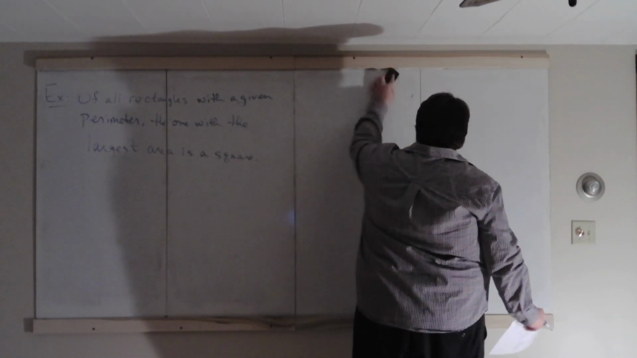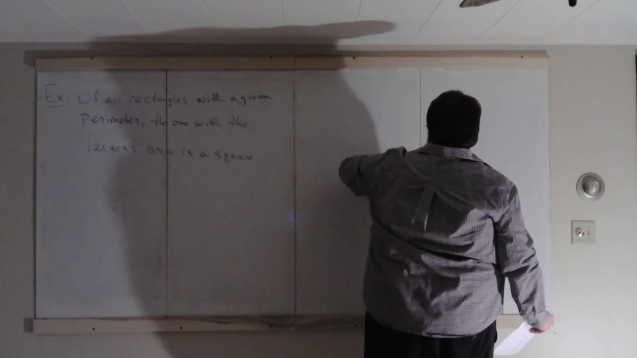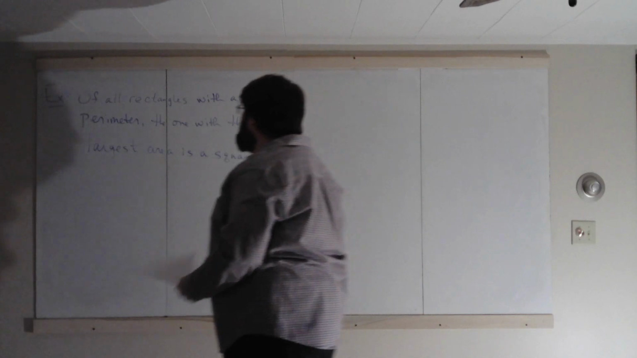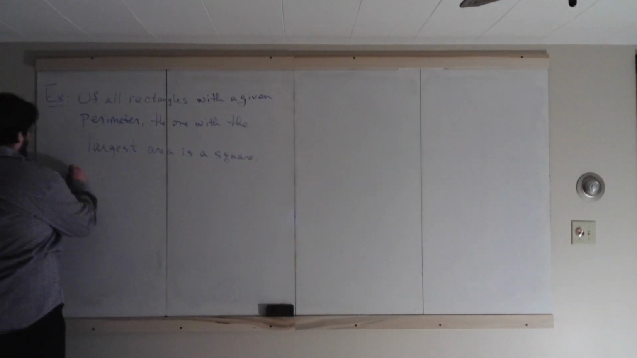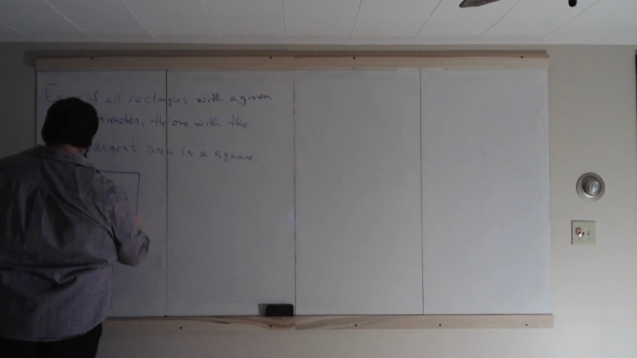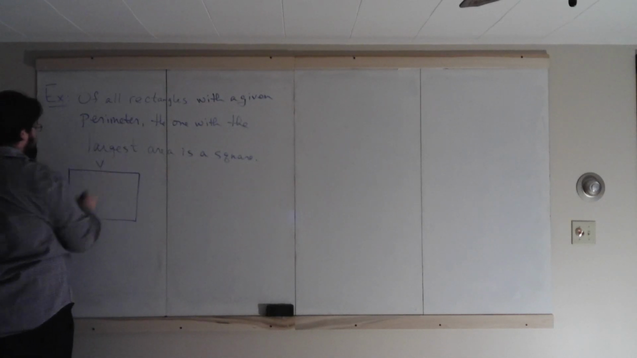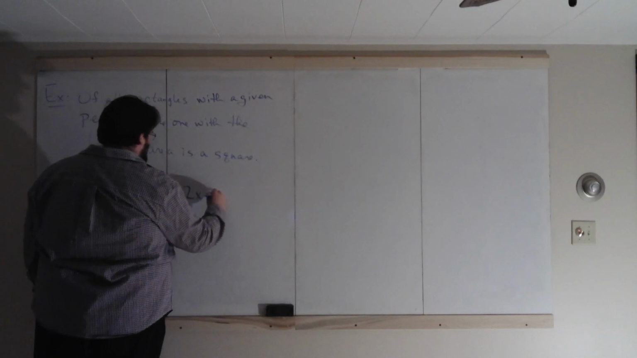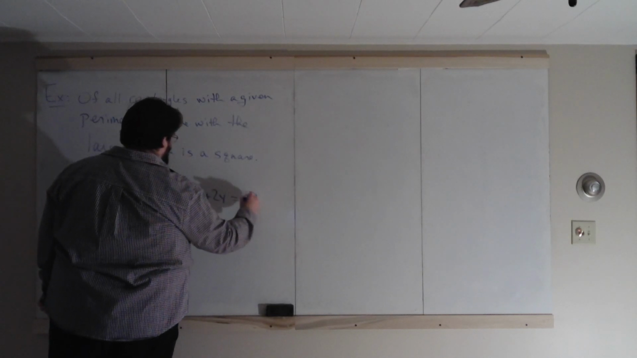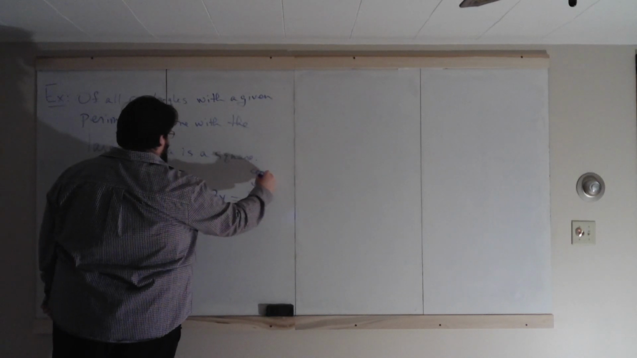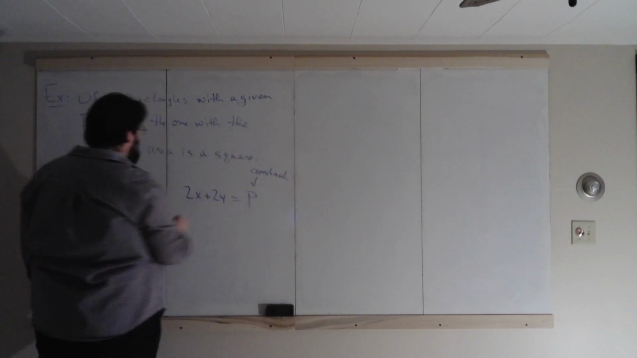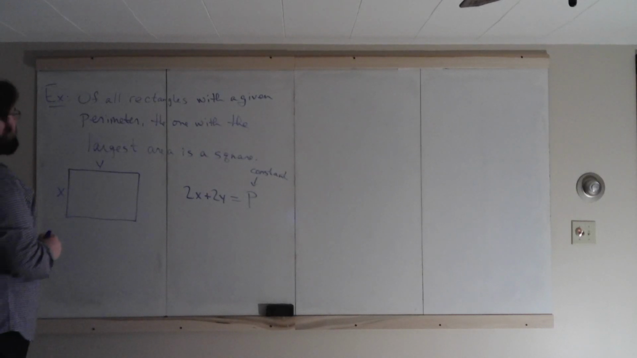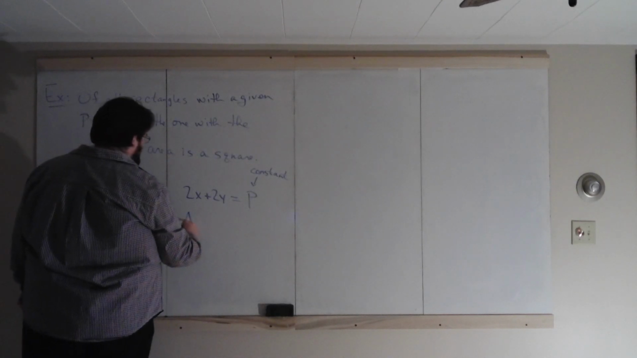Well, let's start writing equations. Maybe it'll become more clear what we're doing with a couple equations. Of all rectangles with a given perimeter, so let's take a rectangle and fix its perimeter. So here's a rectangle, x and y. P is a constant. Of all rectangles with perimeter P. Okay, that's great. There's an equation. The one with the largest area is a square.